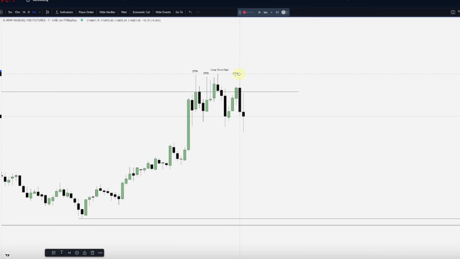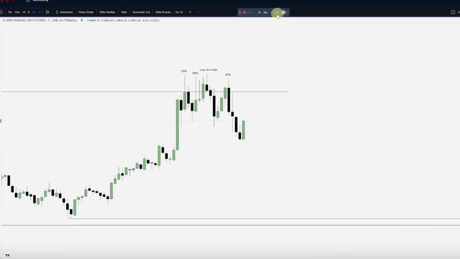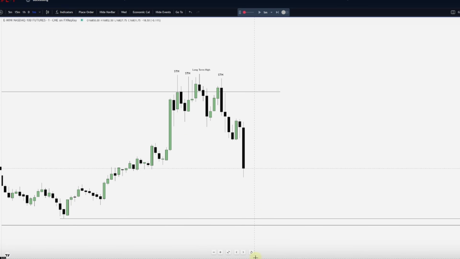Here we form a short-term high. Now I'm anticipating this to become a long-term high, remain intact, and for price to trade to these lows. So the next thing I want to look for is a short-term high. Here we form another short-term high.